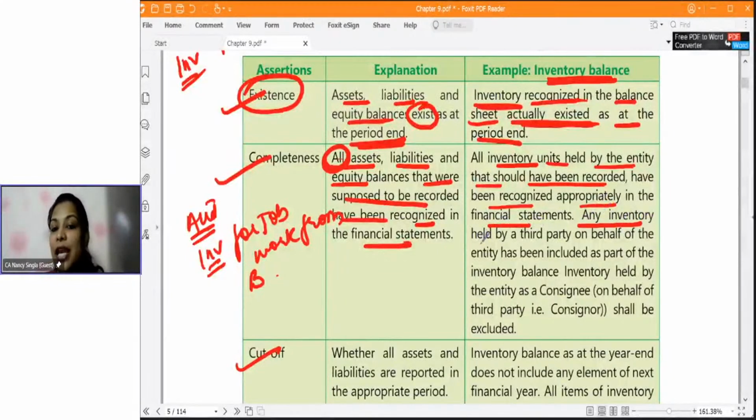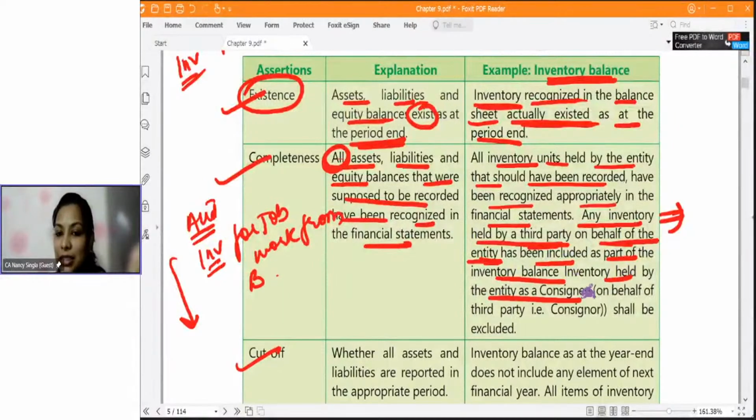Any inventory held by third party on behalf of the entity. So this is the second case, that if some inventory of A Limited is held by some other party for job work, whether that will be included in inventory of A Limited. So the answer is yes. Any inventory held by third party on behalf of the entity has been included as a part of inventory balance. Held by entity as a consignee, on behalf of third party, it shall be excluded.